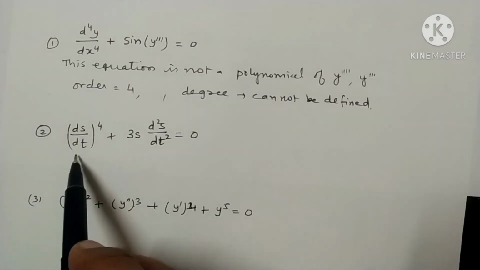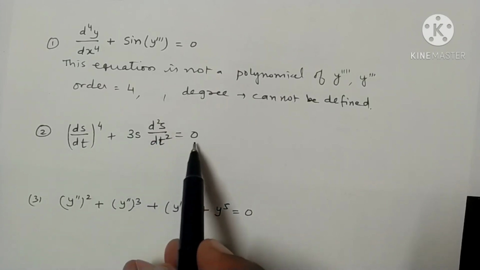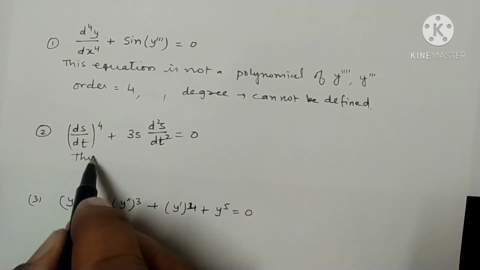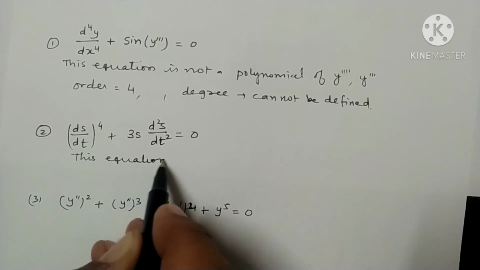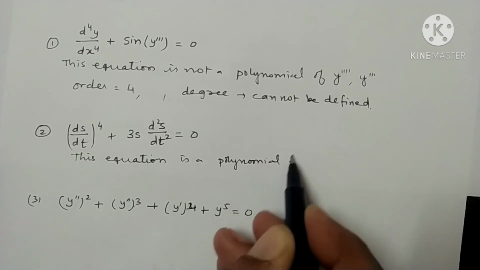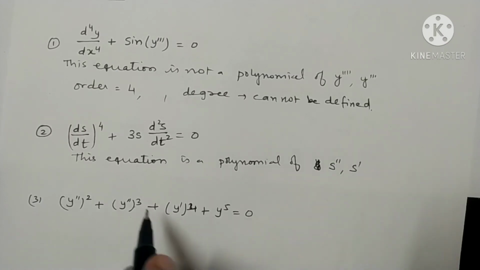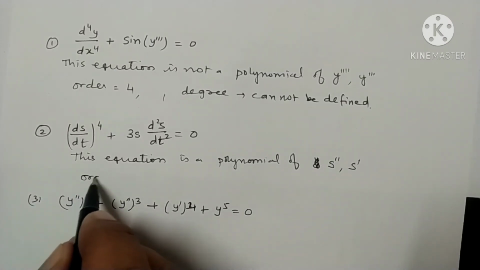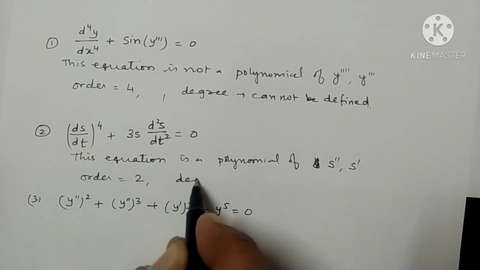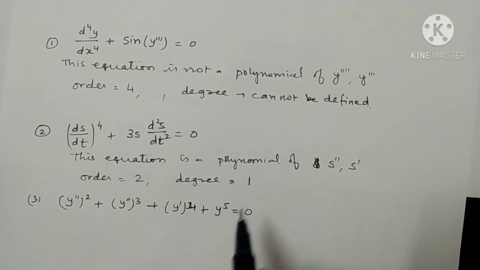Look here, (ds/dt) power 4 plus 3s d square s upon dt square equal to 0. This equation is a polynomial of s double dash and s dash, and the order, meaning the highest derivative, is 2. So here order is 2, and degree means the power of the highest derivative. This power is 1, so we write degree is 1. All of you understand?